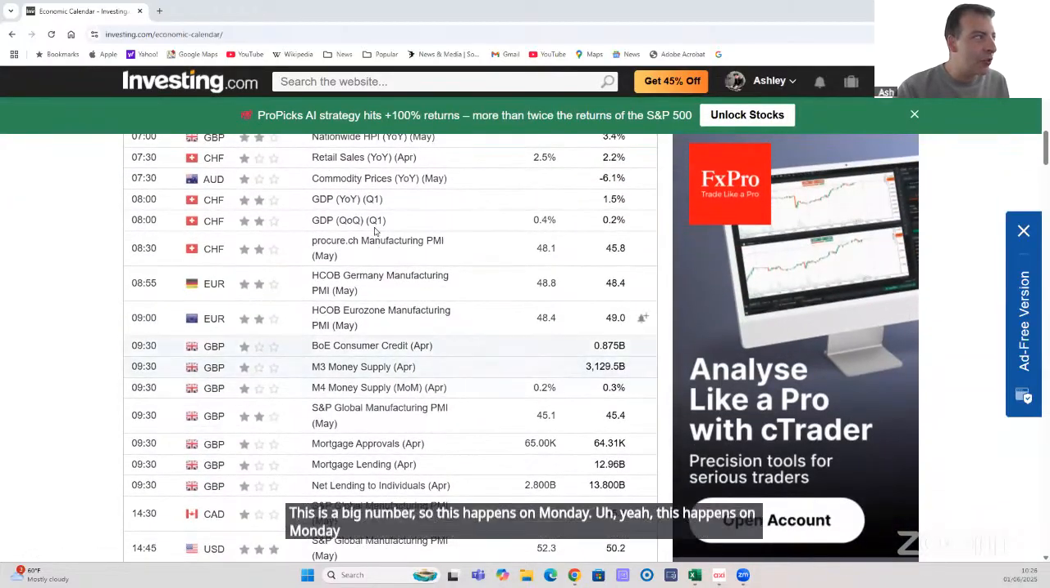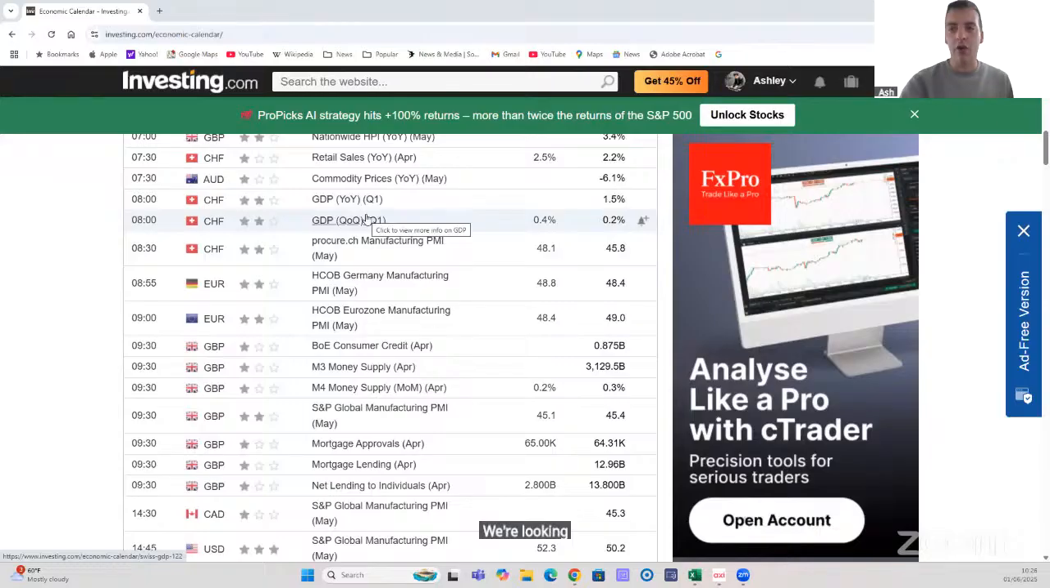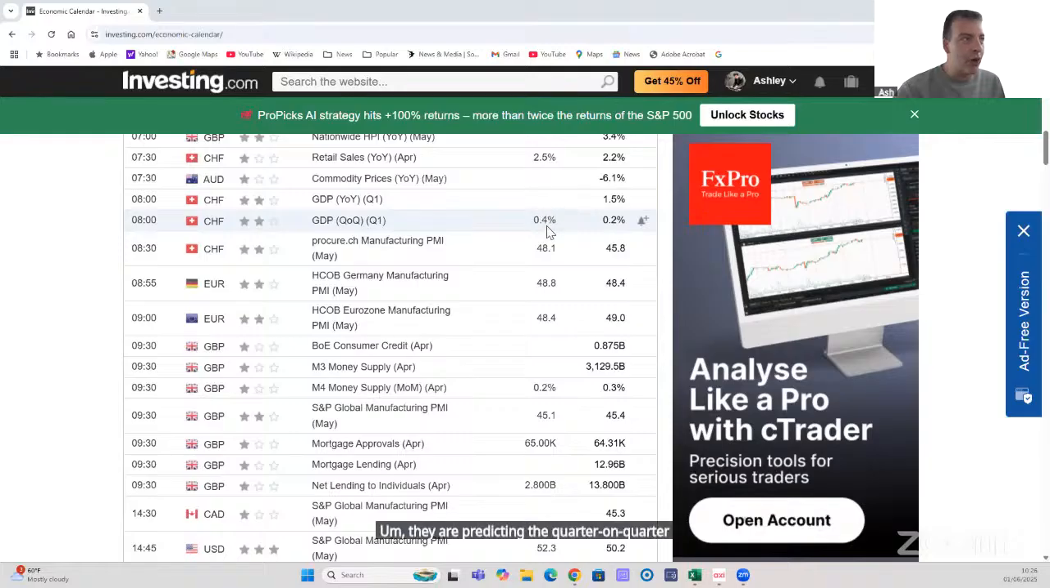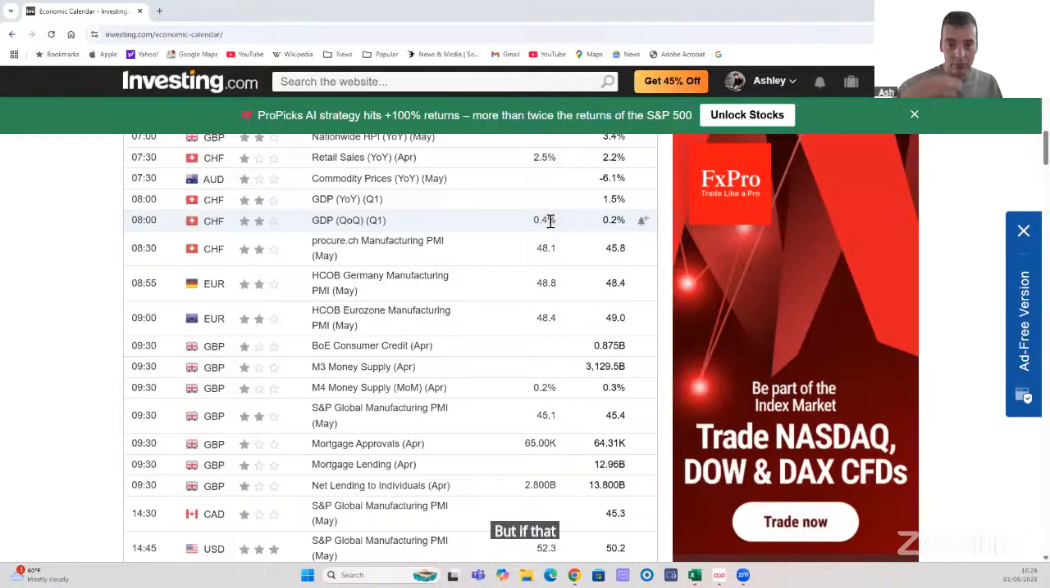So as soon as we start the week, we're looking for growth metrics. We know what GDP is. It's gross domestic product, and it's a measurement of strength for a country. They are predicting the quarter-on-quarter GDP to grow by 0.4%. Because we'd want to be buyers, we'd want to see that at least in line. But if that did come out positively, then we could just jump on the trade.